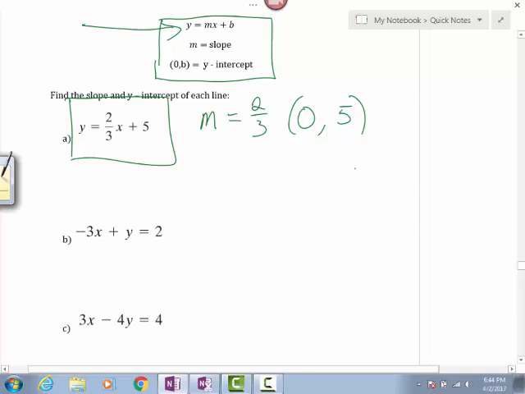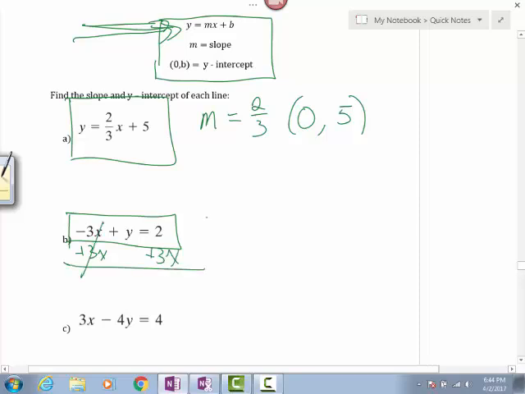Alright, so for my next problem, again, I'm going to do a stare and compare. I'm going to look at this equation here and compare it to that one up there. The first thing I notice is that this equation, negative 3x plus y equals 2, is not in this form. So I need to get it in that form, meaning I need to solve it for the letter y. So what I'm going to do first is add 3x to both sides.